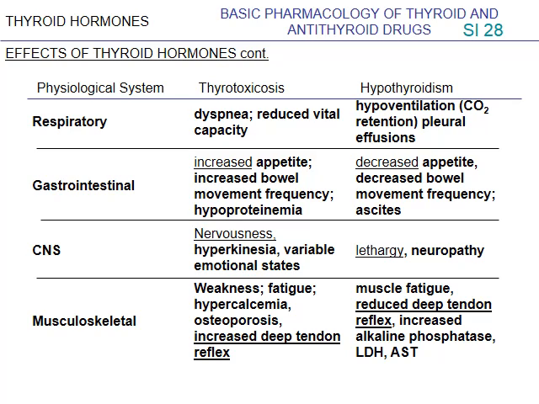In hypothyroidism, we can see lethargy, neuropathy. In terms of musculoskeletal effects, thyrotoxicosis, weakness, fatigue, hypercalcemia, effects on bone mineralization, osteoporosis, can affect the deep tendon reflex, increase it. While in hypothyroidism, we see muscle fatigue, reduced deep tendon reflex, increased alkaline phosphatase, LDH, AST. All of these are signs of effects of thyroid hormone on various physiological systems.